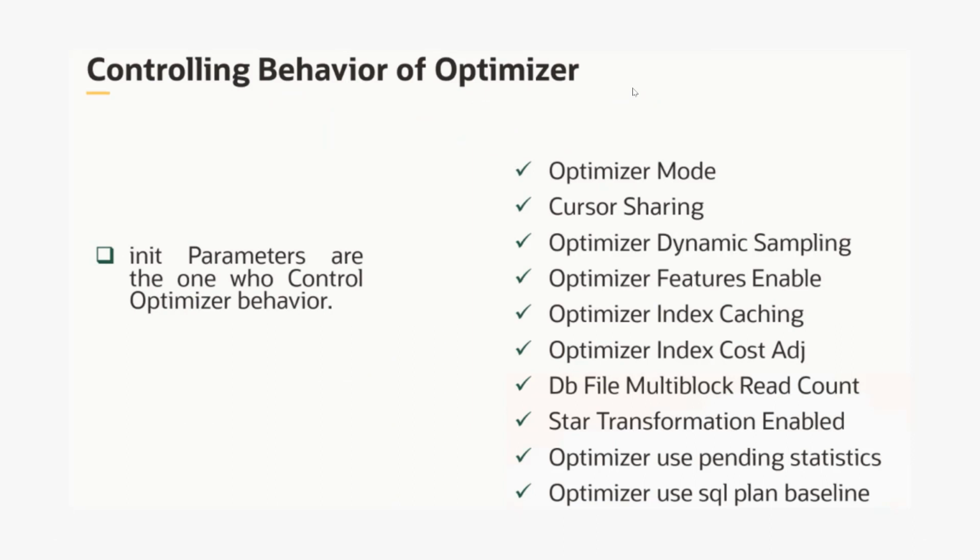Controlling the behavior of the optimizer: init parameters are the ones which control the optimizer behavior. These are the parameters: optimizer mode, cursor sharing. Cursor sharing is very important, and we will discuss it. It is important from the working perspective and also for the interview. There are three types of cursor sharing: force, exact, and similar. We'll discuss that. Then optimizer dynamic sampling, optimizer features enable, optimizer index caching, and index cost adjustment. So these are the things.